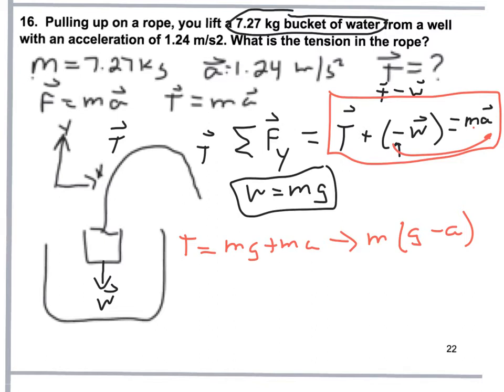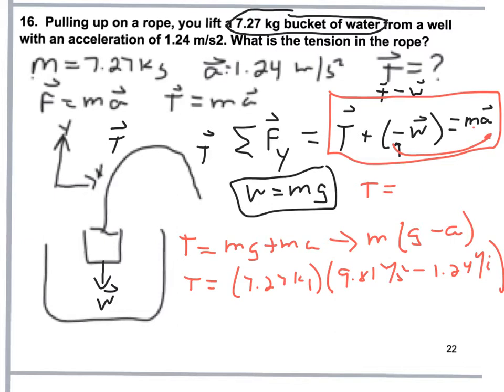And so now we can go ahead and plug our numbers in. So our T equals our mass. Our mass is 7.27, and that's kilograms. And then our 9.81 meters per second squared, minus the acceleration of 1.24 meters per second squared. So that gives us a tension equal to 80.3 newtons.